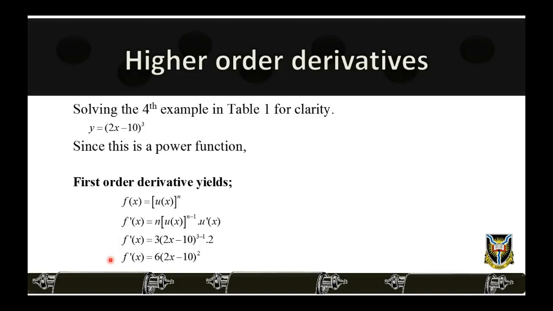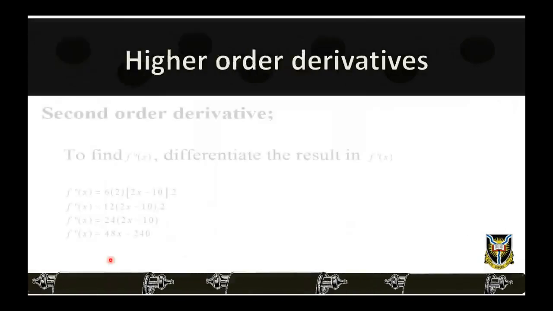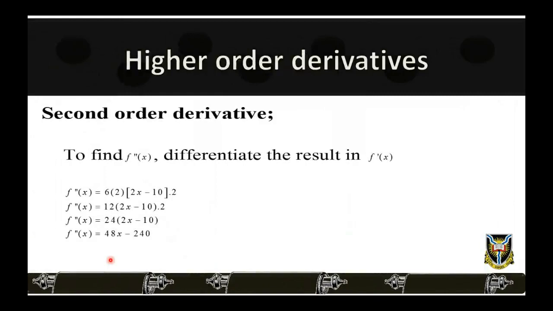To find f prime prime of x, differentiate the result in f prime of x. F prime prime of x equals 6 of 2 times 2x minus 10 in bracket times 2. F prime prime of x equals 12 times 2x minus 10 in bracket times 2. F prime prime of x equals 24 times 2x minus 10 in bracket. F prime prime of x equals 48x minus 240.